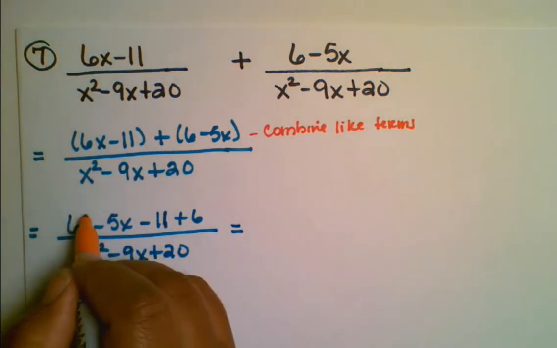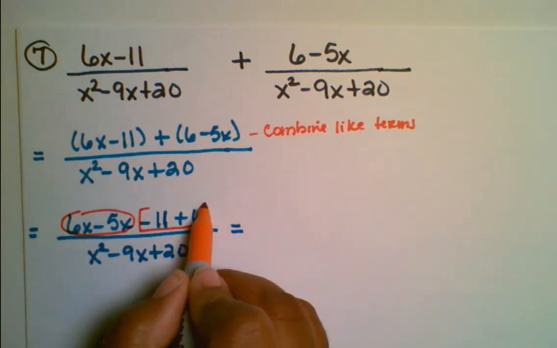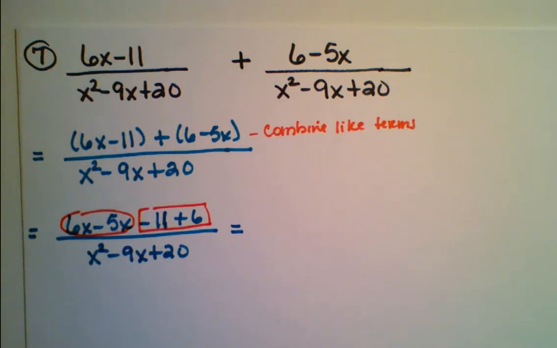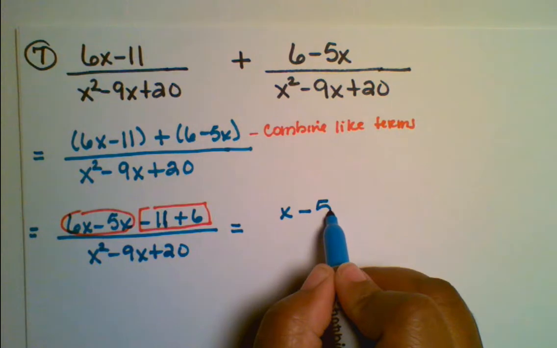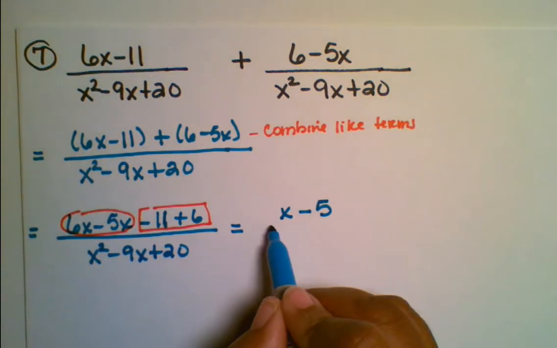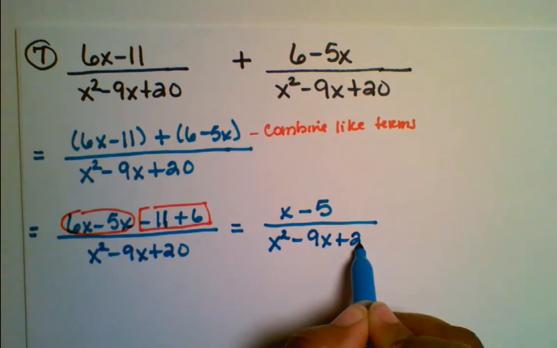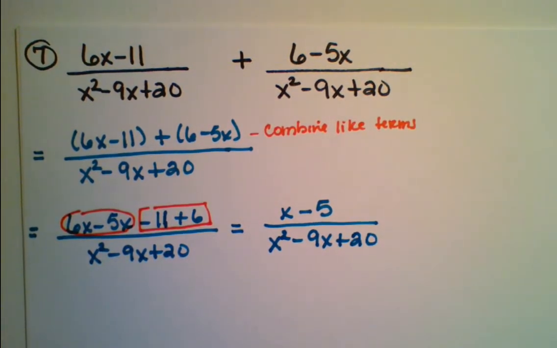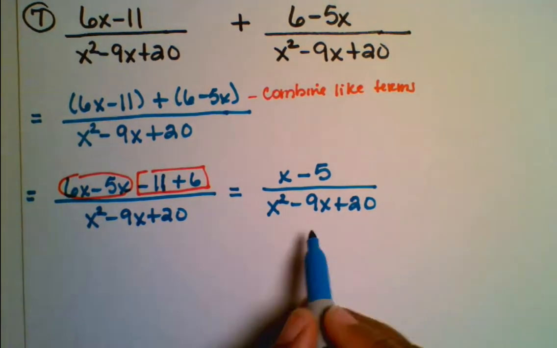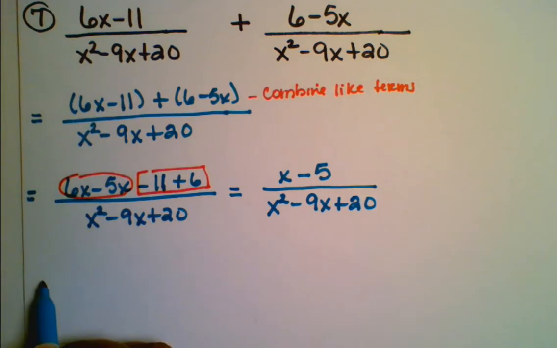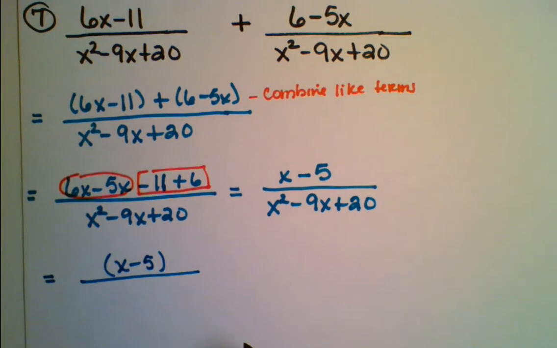Combine your x's. Combine, meaning simplify here your integers. And we have here x minus 5 all over our denominator. Can we factor that denominator? The numerator, we have x minus 5. There's nothing that we can do there.